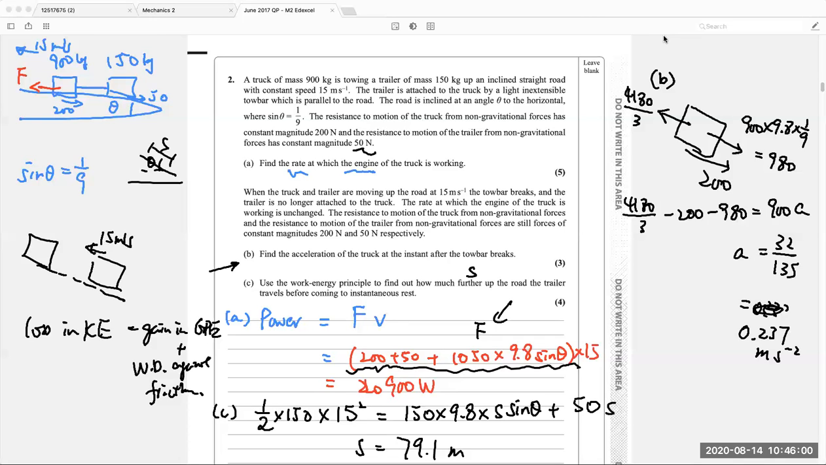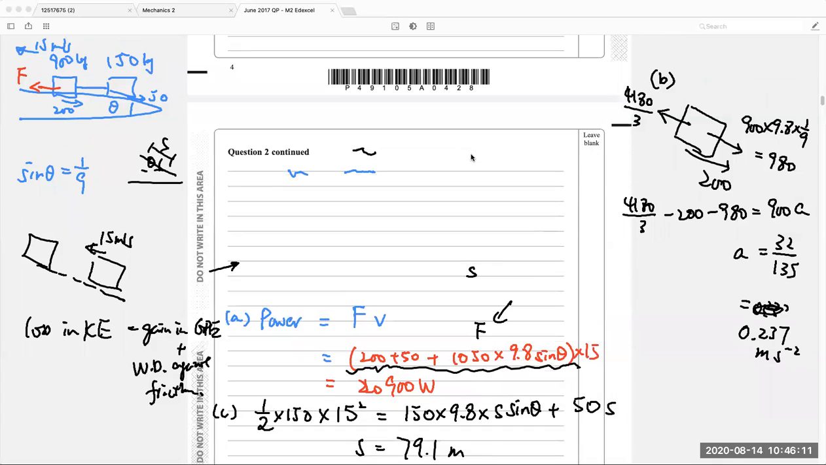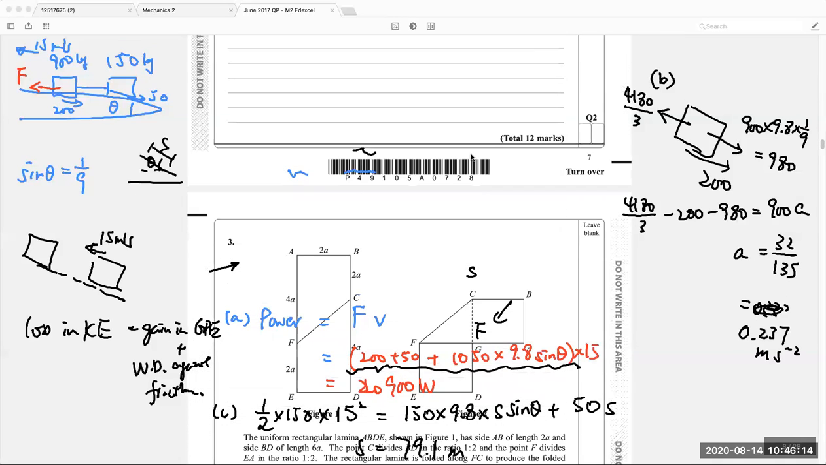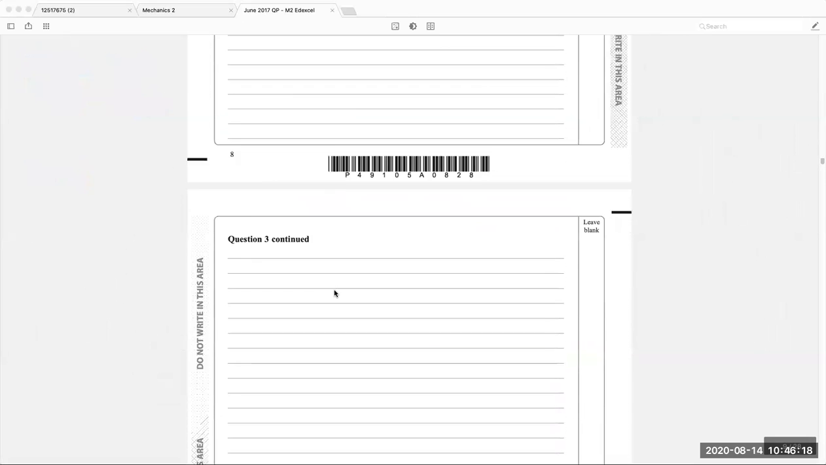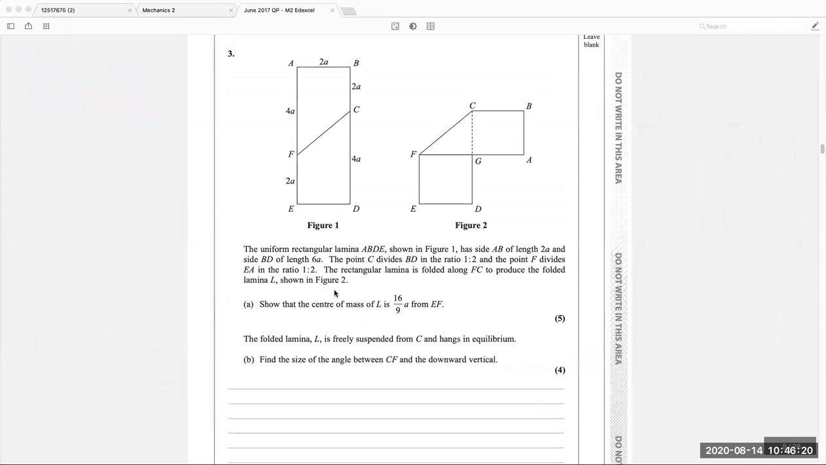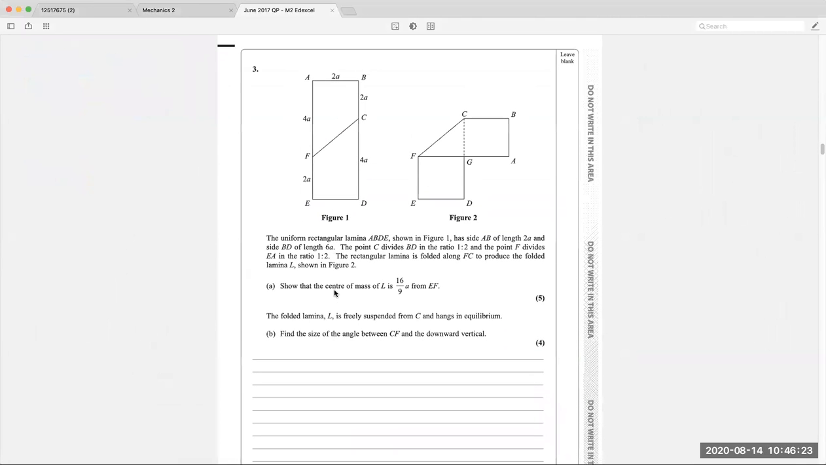So if no other questions, we can take a screenshot and then let's go on. Okay. But they give you 4 pages to write it. So have a look at question 3. This is always about the center of mass. Actually, you don't need to look at this passage.